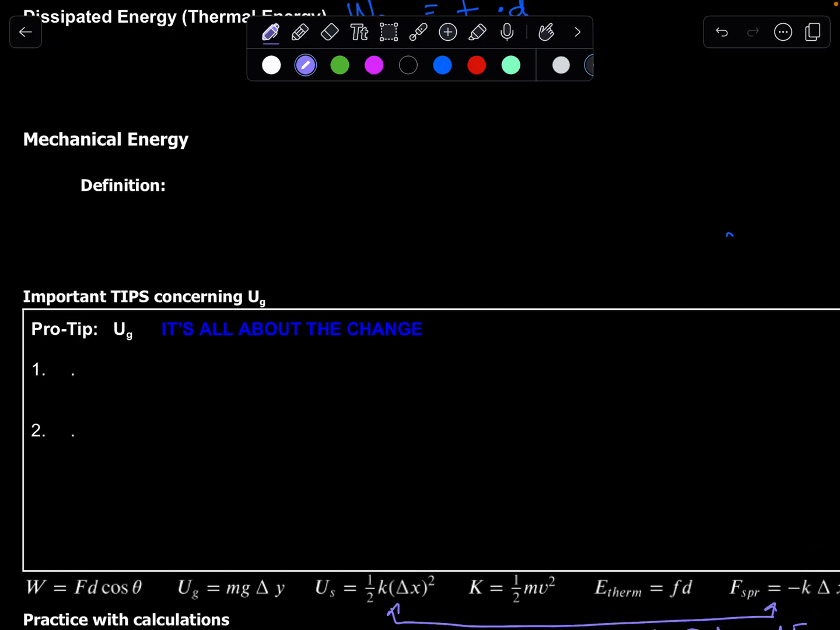Mechanical energy is typically abbreviated ME, and mechanical energy is the total amount of potential and kinetic energy. So mechanical energy would be equal to spring potential energy, if there's any spring involved, plus any gravitational potential energy, plus our translational kinetic energy. It just doesn't include dissipated energy. It includes almost everything else.